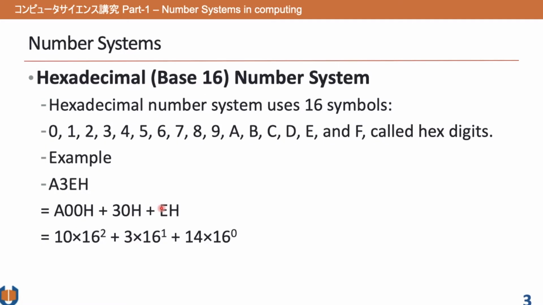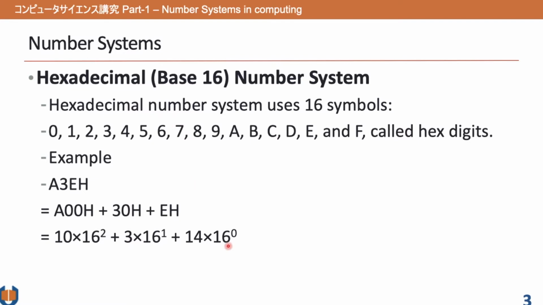So let's move to the last one, hexadecimal. It means there are 16 symbols. On top of 0 to 9, it has the additional A, B, C, D, E, and F, and we call it a hex digit. For example, here A3EA is a hex number. How does it work? Like the 10 in decimal and 2 in binary, here we just put 16. So the first power of 16 will be 0, then 1, 2, and 3. So this is the way we calculate the number.